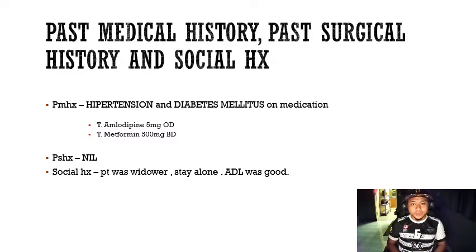Okay, the past medical history, past surgical history, and social history. The patient is a known case of hypertension and diabetes mellitus on medication. Patient is on tab amlodipine 5 mg OD with tab metformin 500 mg BD. They have no past surgical history. Socially, the patient was widowed, stays alone, and ADL was good.